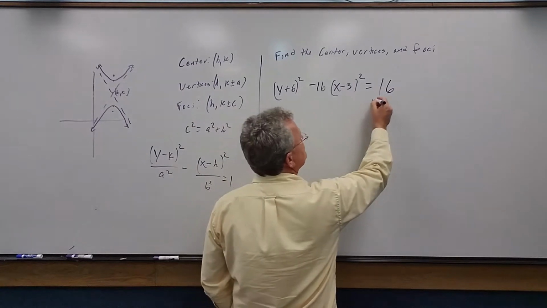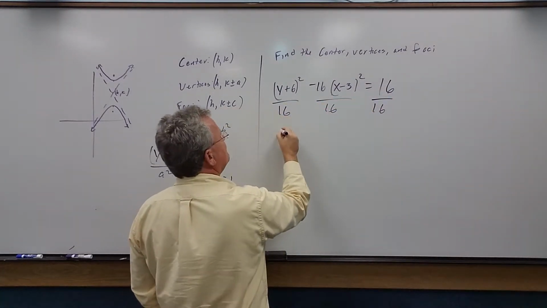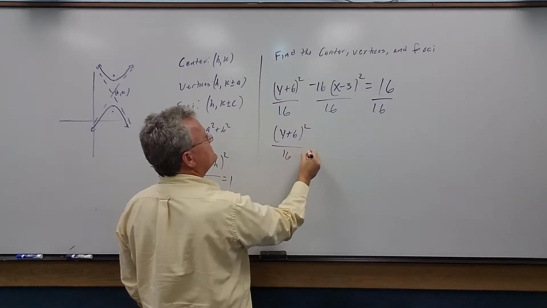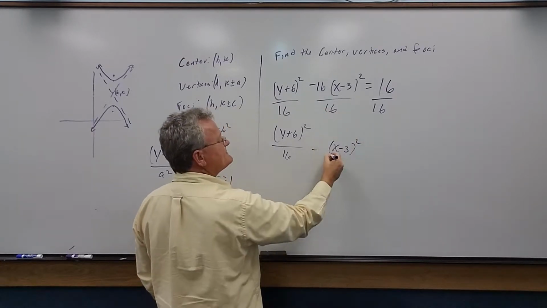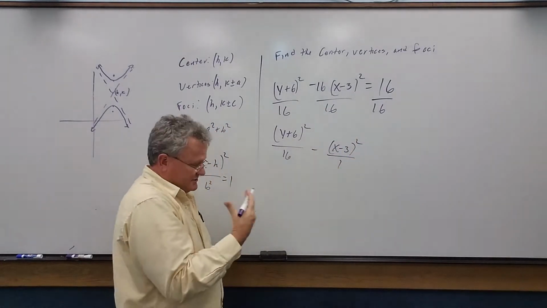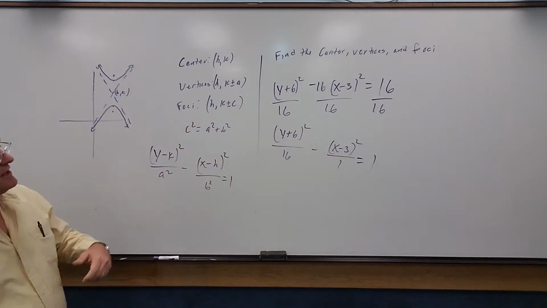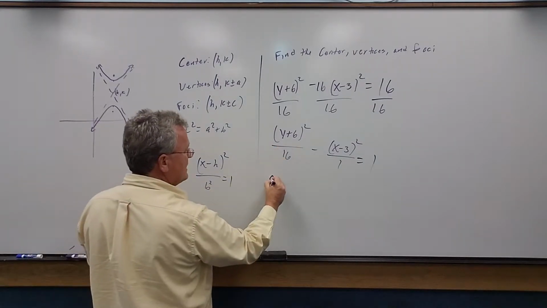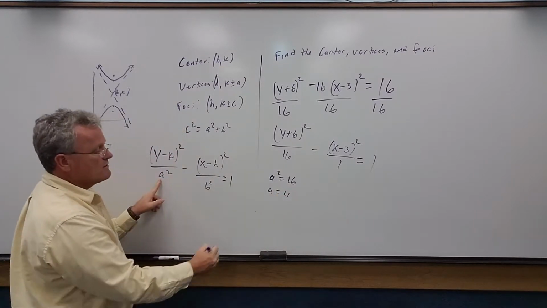So to get this equal to 1, we divide everything by 16. And we get (y plus 6) quantity squared over 16 minus (x minus 3) squared. If you want, let's think of this as over 1. Just helps to identify what b is. And now we can see a squared is under the y, so a squared is 16. A is therefore 4.